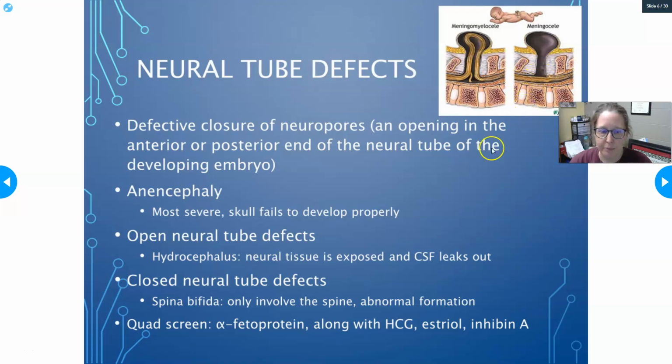the vertebral column. To detect these, as part of the prenatal workup, we do the quad screen, which includes alpha-fetoprotein, HCG, estriol, and inhibin A. And we're screening for a lot of different conditions that can happen in utero. So if the alpha-fetoprotein is elevated, then that would be an indication of neural tube defects.